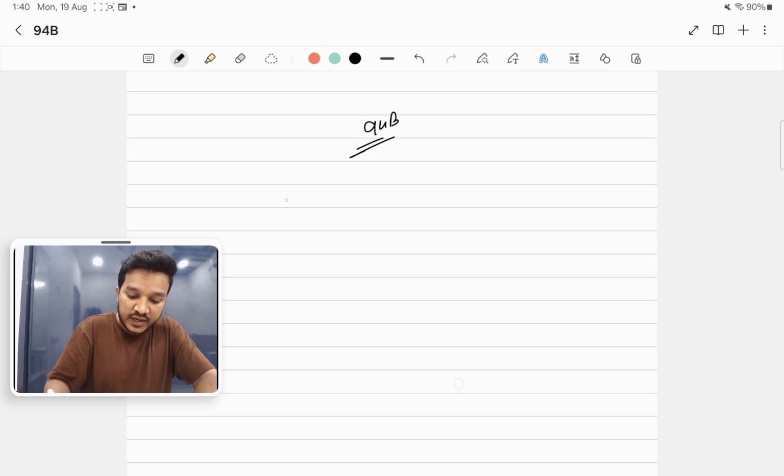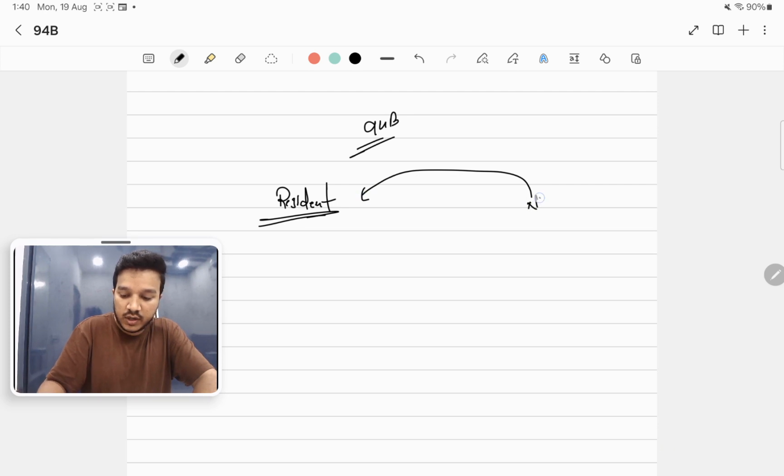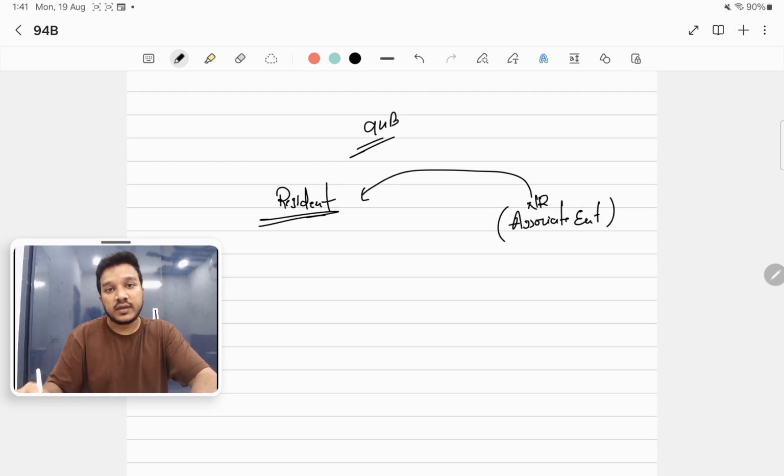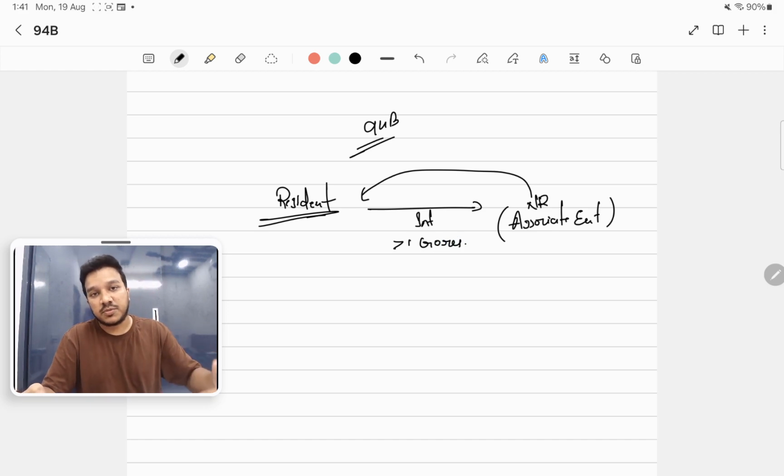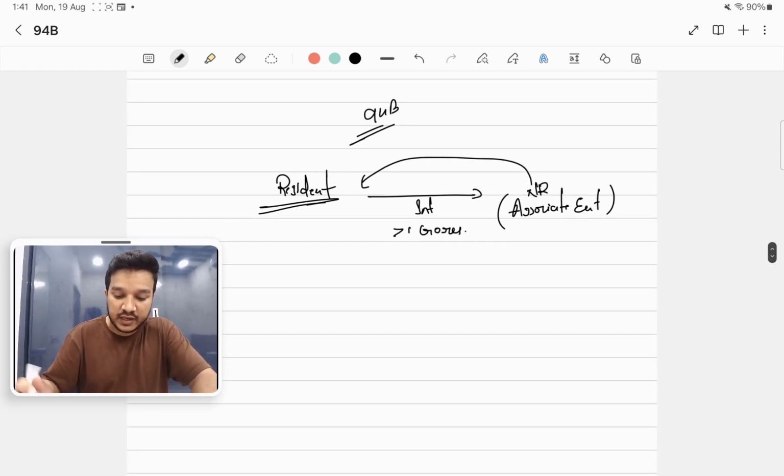So basically, when a resident is borrowing an amount from a non-resident associate enterprise, and he's paying interest which is more than 1 crore, only then this section is applicable. The interest payment should be more than 1 crore. Okay, so then 94B applies.